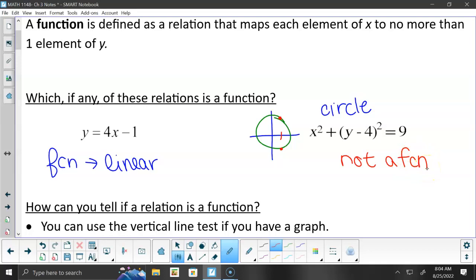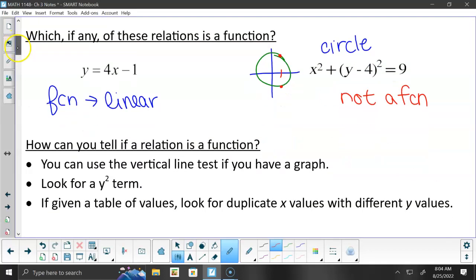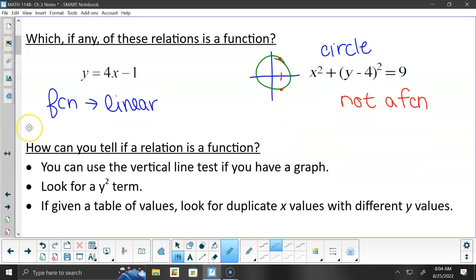We have a couple of different ways that we can go through and tell whether or not something is a function. If it's a graph, you can use the vertical line test. If it's an equation, you're always going to want to look for a y squared term. And then if it's a relation or a table of data, you're going to look for the same x with two different y values.